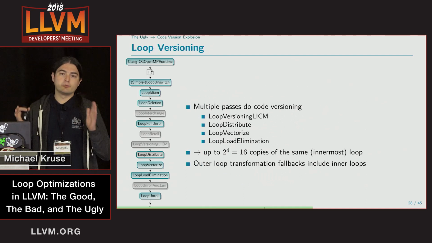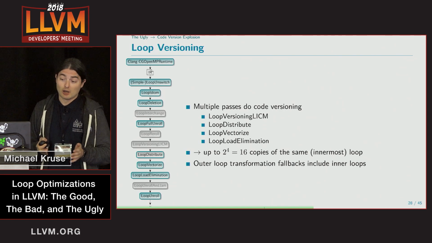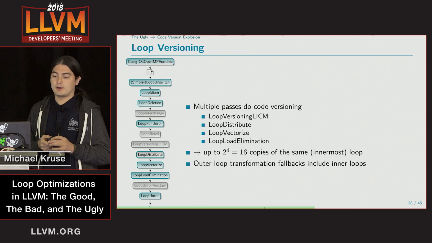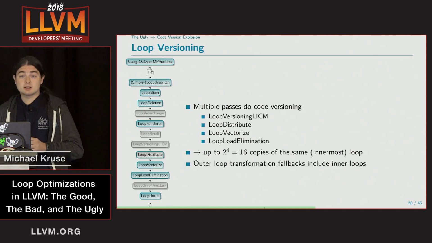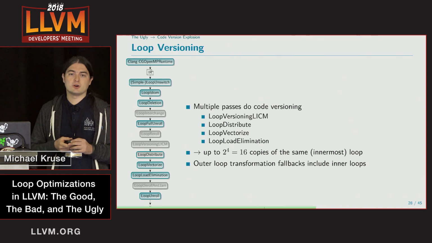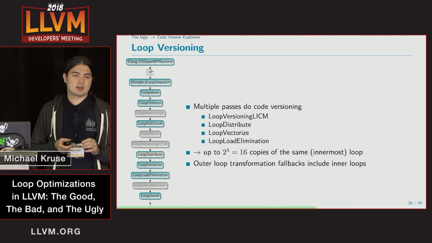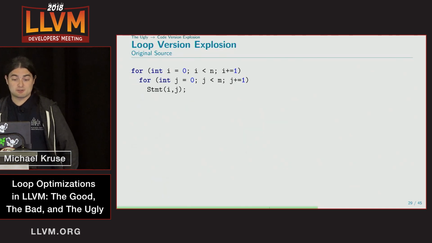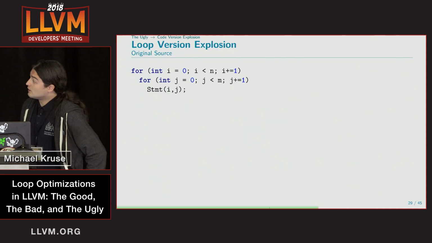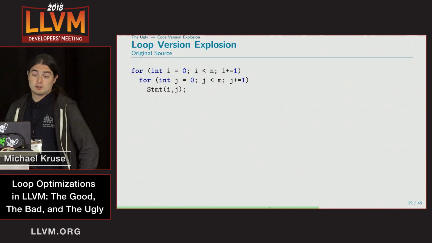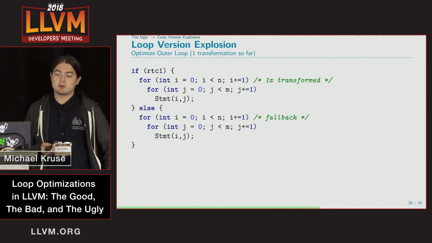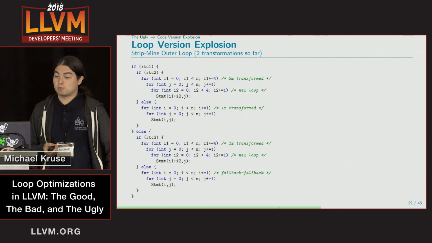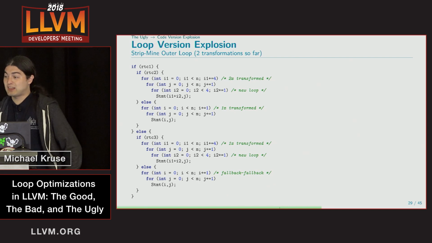So I told you about this loop versioning class, which duplicates the code used by 4 different loop passes in LLVM. And if every one of those would do the loop versioning, you would get an exponential number of copies of your code. So for illustration, you start with a single loop nest of 2 loops. You do optimization of one of them, which introduces a runtime check and a fallback version. You do another transformation, for instance, strip mine, which introduces another intermediate loop.